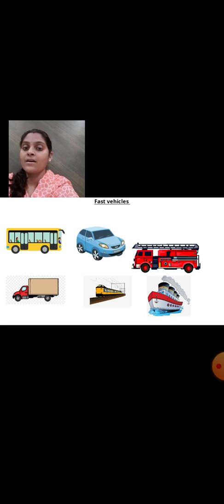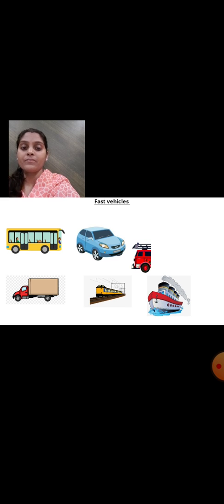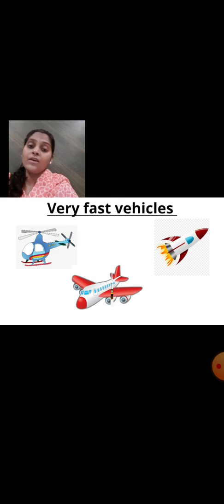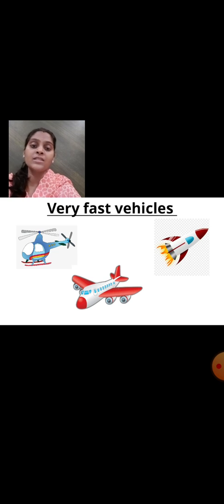Now the next, that is fastest vehicle, bus, truck, car, train, fire engine and ship. These are some of the fastest vehicle. Okay. These are some of the fastest vehicle which you can use for far distance traveling also and for nearby traveling also. Okay. Now the next, very fast vehicle. Helicopter, aeroplane and rocket. These are some of the very fast vehicles.